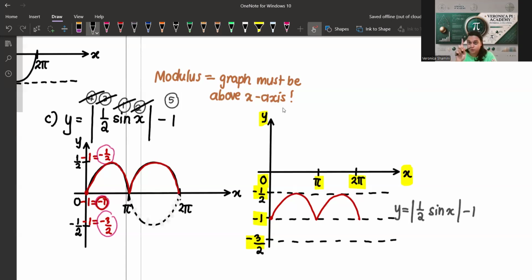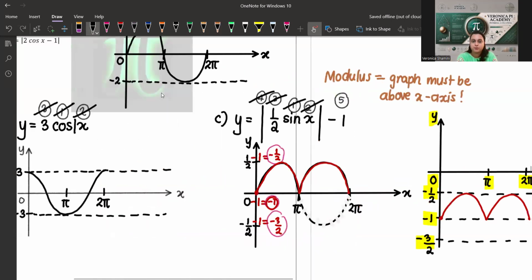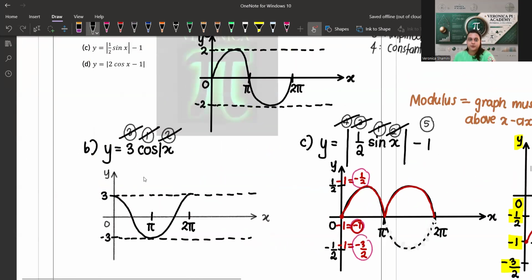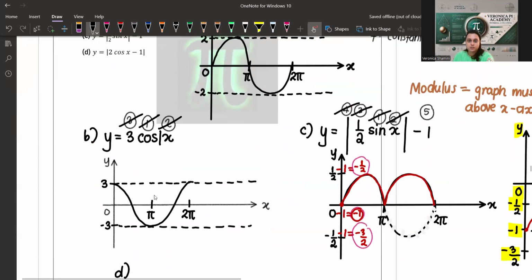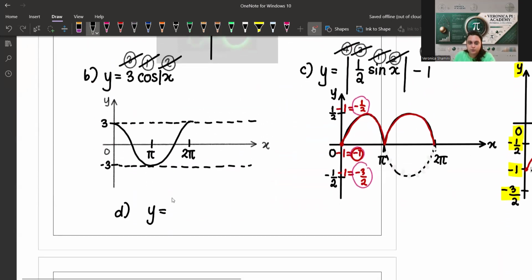Okay, last one teacher do one more soalan. Okay, we do one more soalan. Let's see D ya. Okay, D: y equals 2 cos x minus 1. Okay, y equals modulus 2 cos x tolak 1. Okay, this time the modulus is for semua. It's for everything. Okay, so kita label the steps first lah.